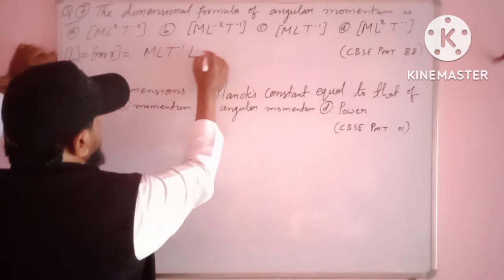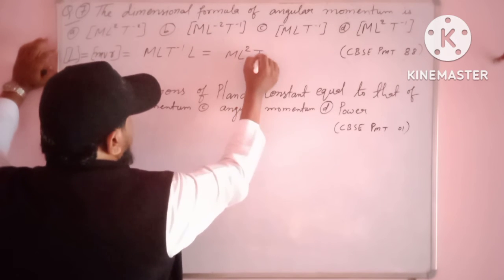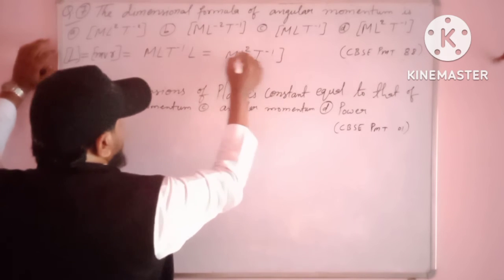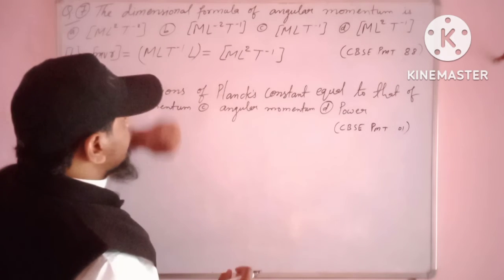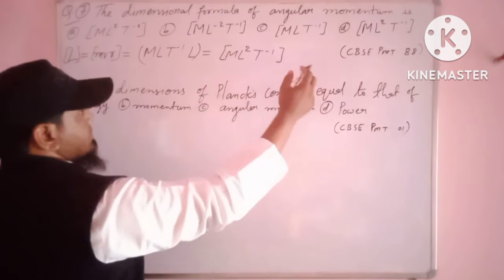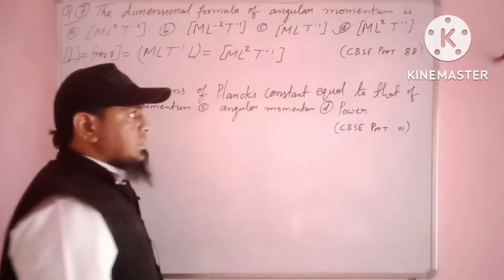So it becomes ML square T power minus 1. So the dimensions of angular momentum is coming as ML square T power minus 1. So option D is correct here. This was asked in CBSE PMT 1988.